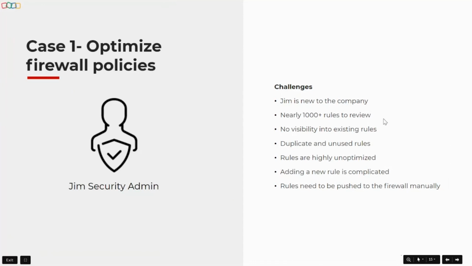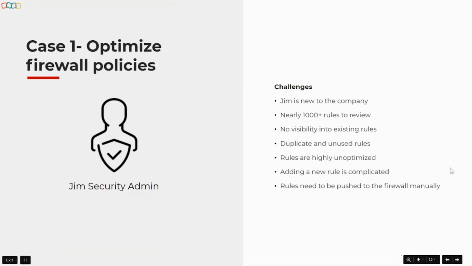Next, the company is pretty old, meaning there are more than 1,000 rules for Jim to review. He also has to review each rule manually and has no direct visibility into the existing rules. Since it's an old company and rules have not been reviewed from day one, there are a lot of duplicate and unused rules. Also, more than one security admin has written these rules, and hence these rules are highly unoptimized. Not only this, as I mentioned earlier, the company has more than 1,000 rules, and hence any new rule that Jim plans to add might impact the existing rule set negatively.